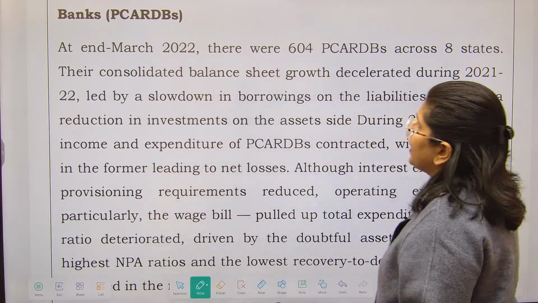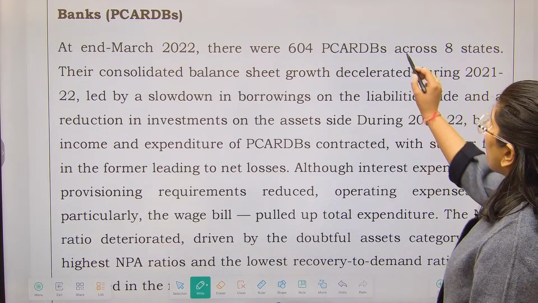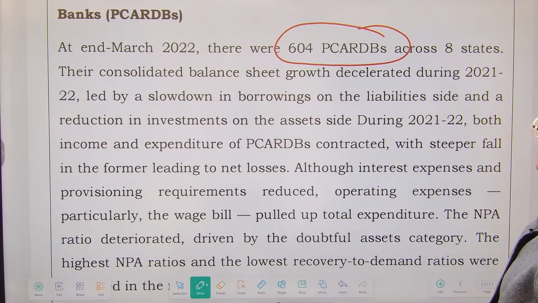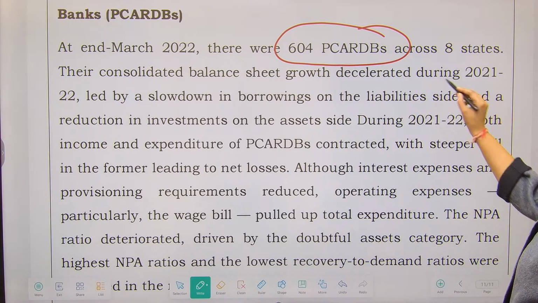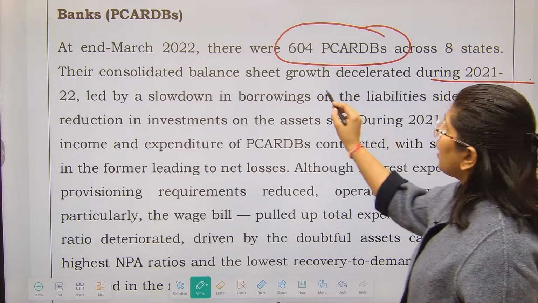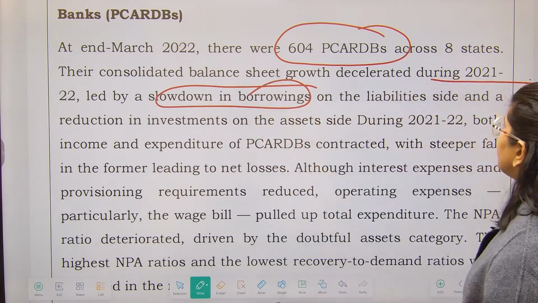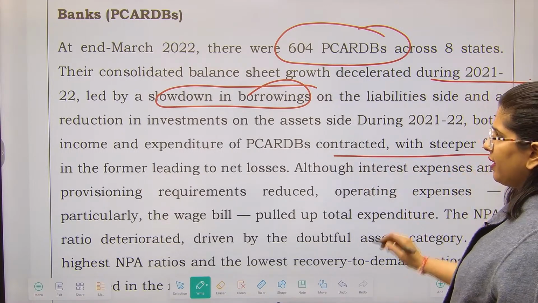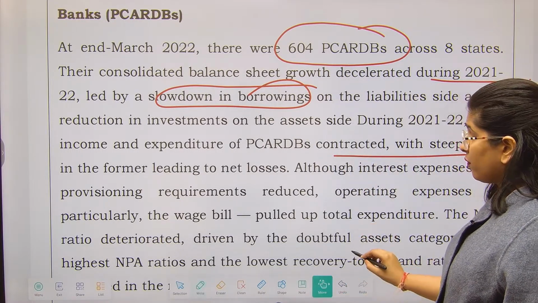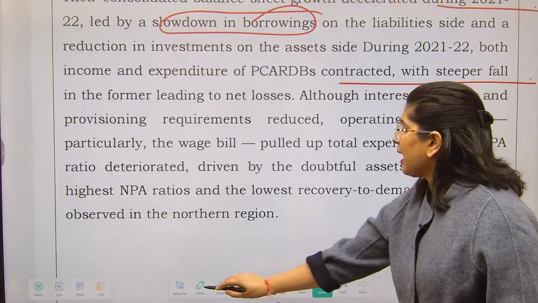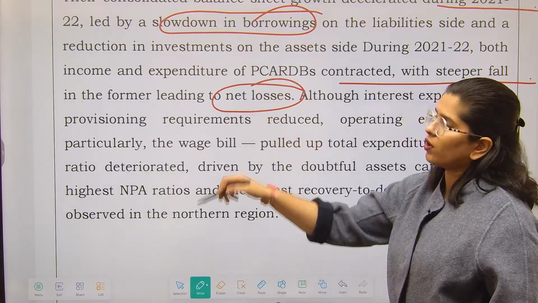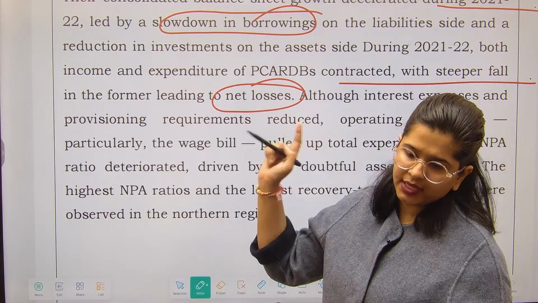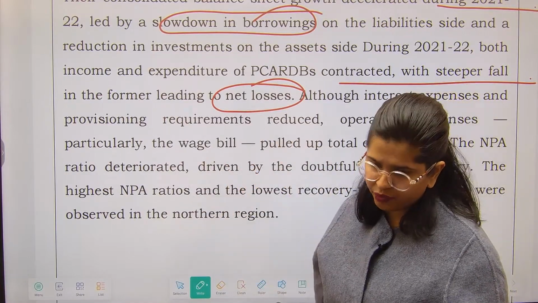At the end of March 2022, 604 primary cooperative agriculture rural development banks were there. Okay, in the year 2021, there has been a slowdown in the borrowings. During the year 2021, both income and expenditure contracted and there has been a steeper loss, and it has increased the net losses for this particular entity. If you want to see the actual data, you can see the diagram which was inserted before.